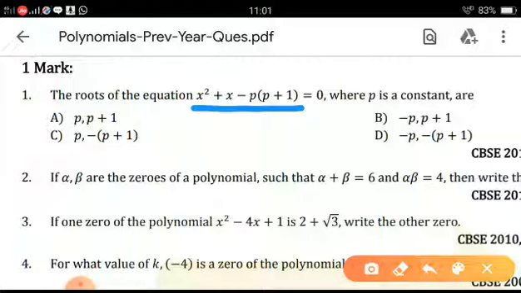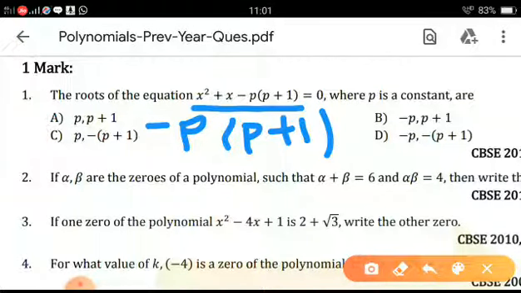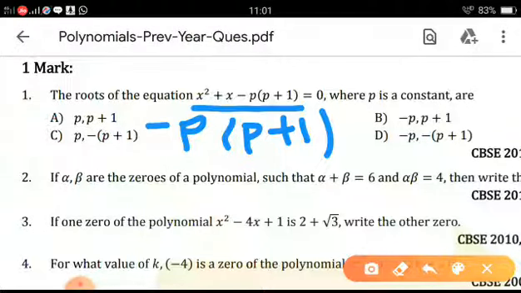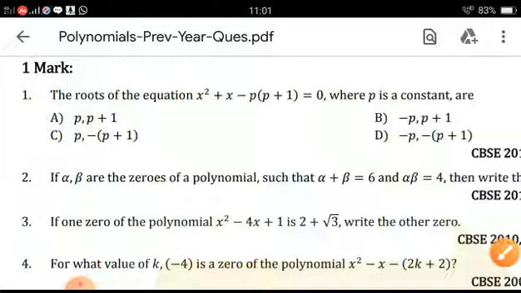Can you tell what is the sum and what is the product of this polynomial? Yes, coefficient of x square is 1. So my product should be minus of p into (p plus 1). That is the product. And what is the sum? Coefficient of x is equal to 1. So I have to get sum as 1 and product as minus p into (p plus 1). Now we'll check from the given options.